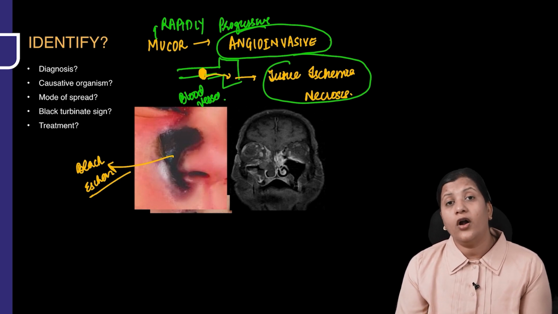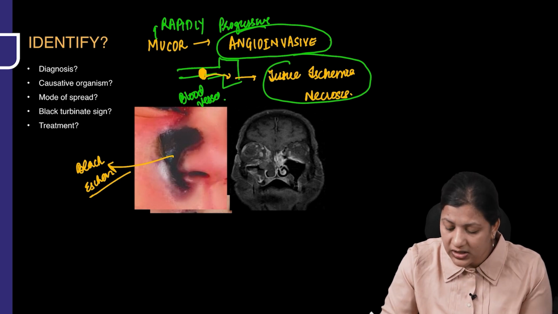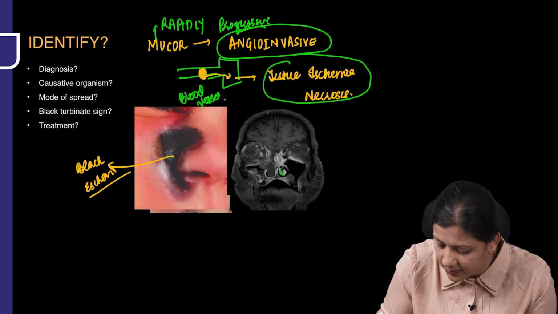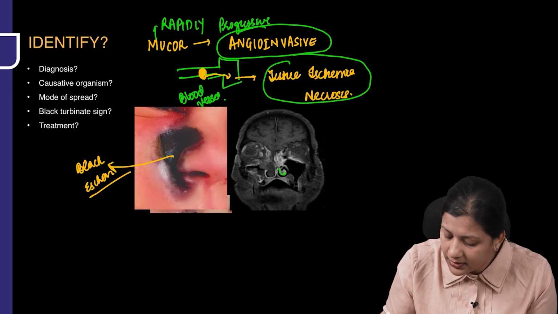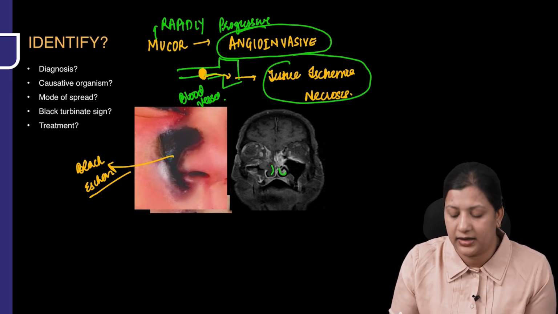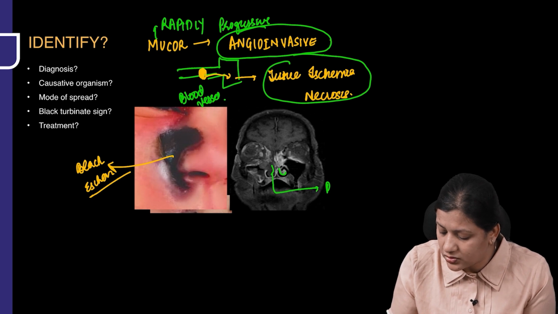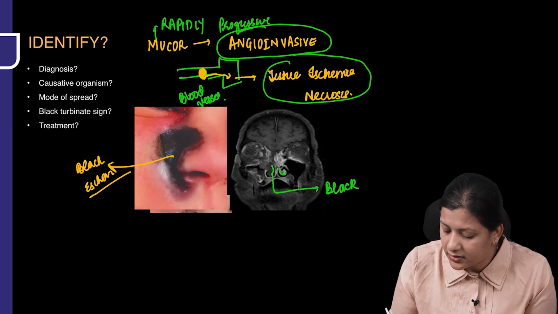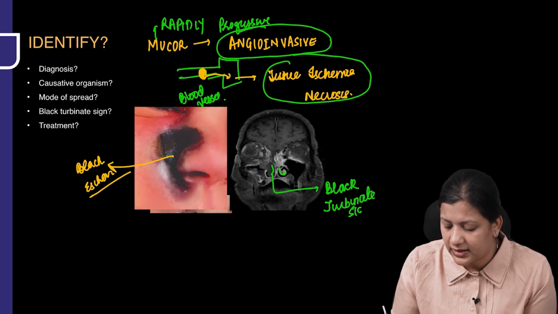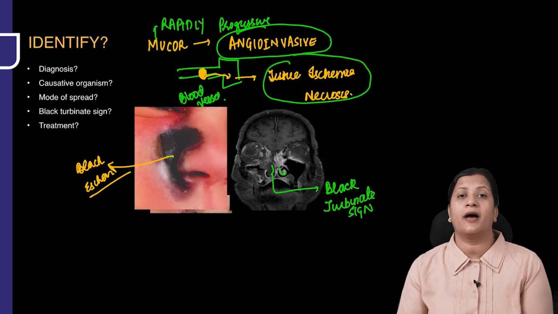Now, what is the typical sign that you see on an MRI? If you see here the MRI, you can see the turbinate here is white. But see the turbinate on the opposite side, it is black. So this sign is called the black turbinate sign. The black turbinate sign is again a very important hallmark of mucormycosis.